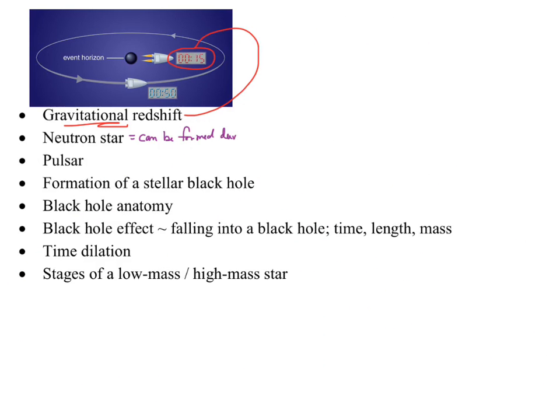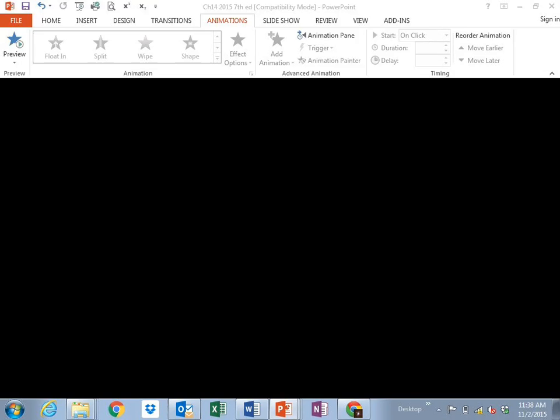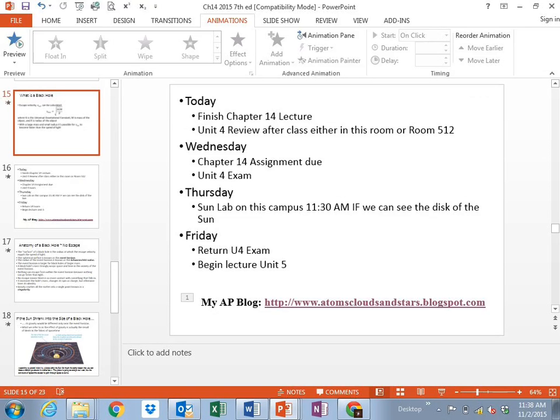Neutron star basically is neutron soup formed from the immense pressure from a dead star or exploded star, making protons and electrons form into neutrons. Pulsar, we talked about, pulsar is a signature of a neutron star.